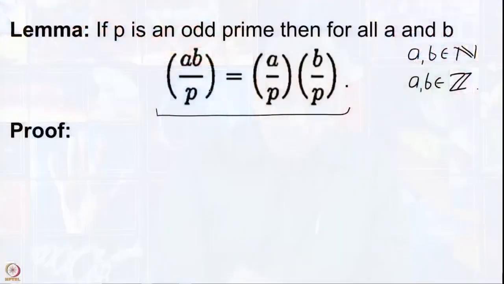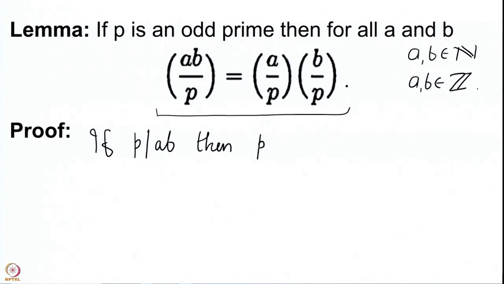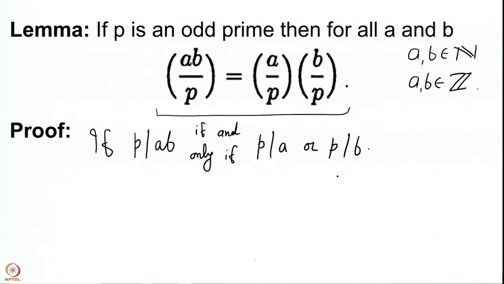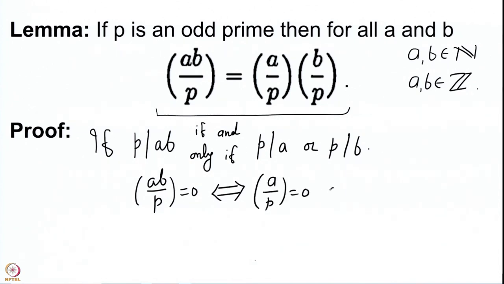We want to prove that AB by P is A by P times B by P. So, first possibility is that P divides AB. Then P divides A or P divides B. This is one statement that we know quite well by now, and this is in fact also true if and only if. So, you will in fact have that this happens if and only if P divides A or P divides B. So, we will get that AB by P is 0 if and only if A by P is 0 or B by P is 0.